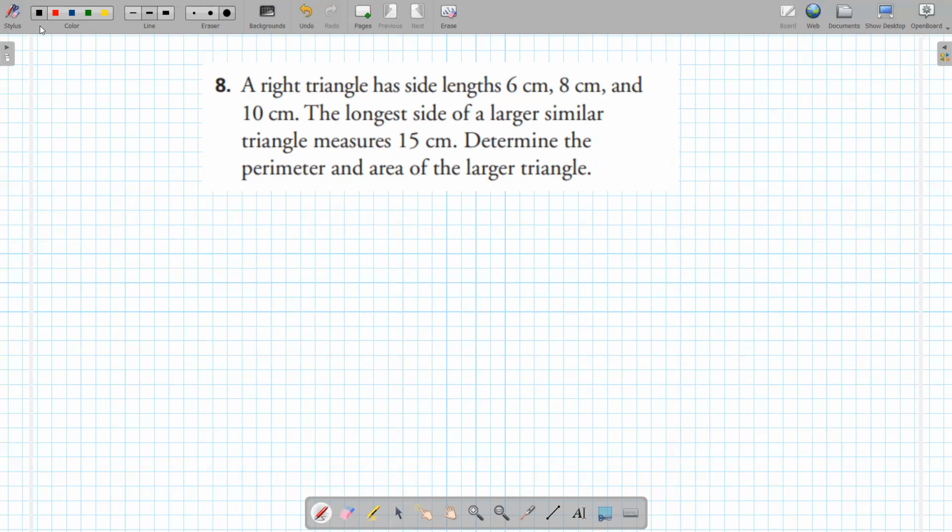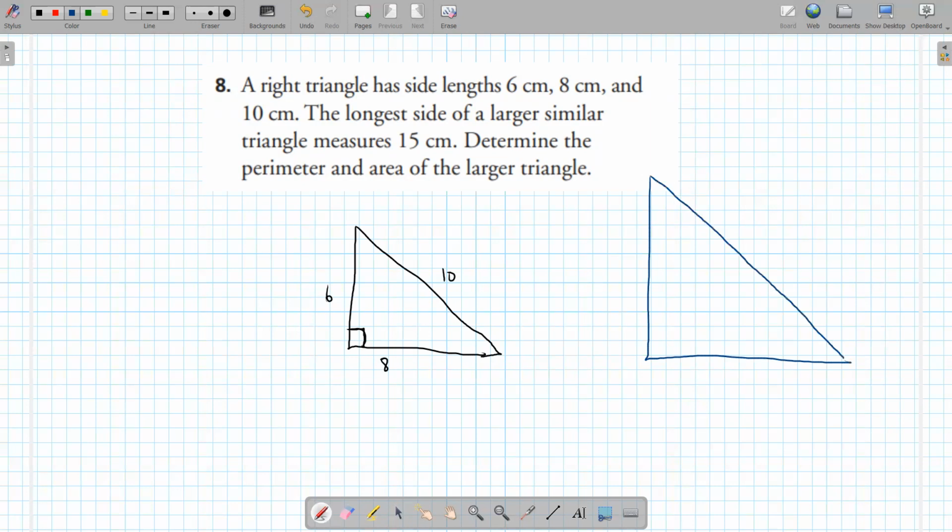Let's look at this one. A right angled triangle has side lengths 6, 8, and 10. So 6 and 8, you can put them anywhere, but 10 must be here. 10 cannot be the other two side lengths because it's the hypotenuse. The longest side always must be the hypotenuse. And it says the longest side of a larger similar triangle measures 15. And now the question is, find the perimeter and area of the larger triangle.